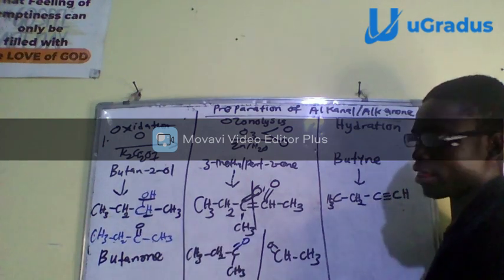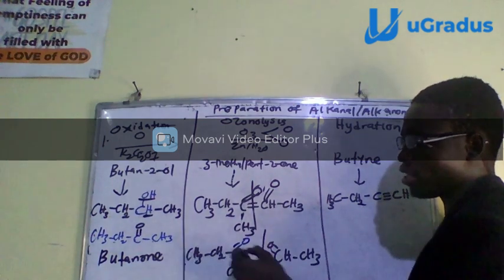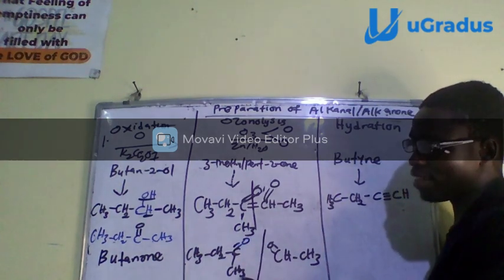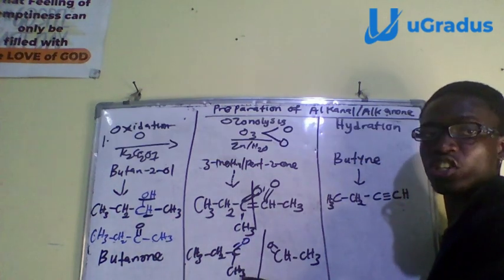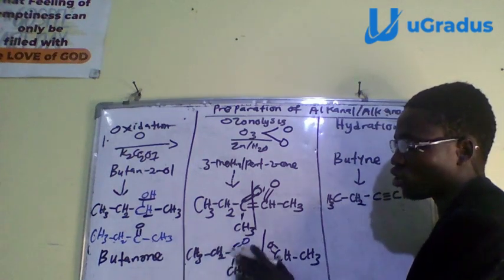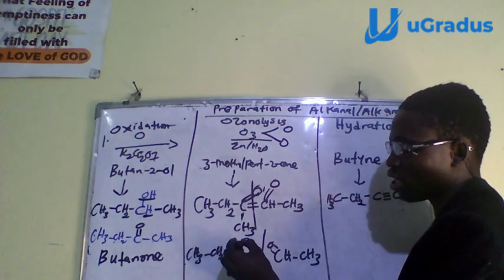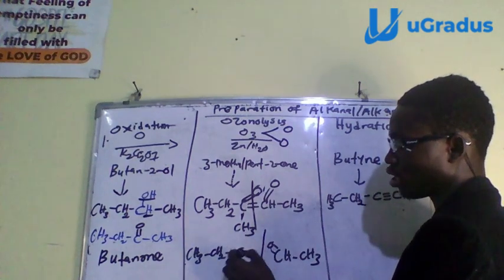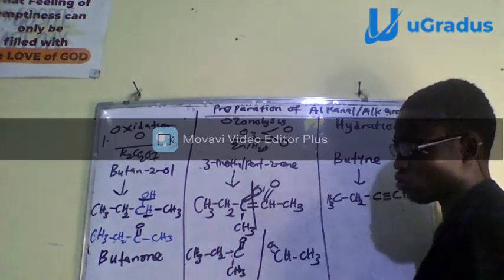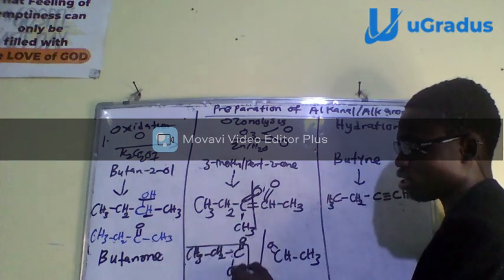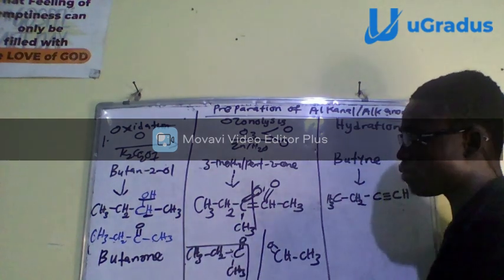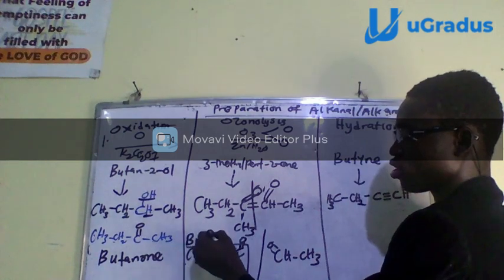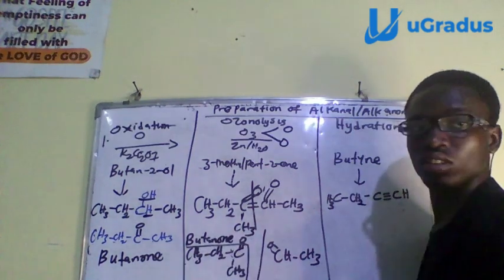Now, you will think that this carbon here is at the edge. No. This CH3 attachment has actually joined the chain. That now makes this carbon to actually be somewhere in the middle. So this carbon is actually somewhere in the middle. So the longest chain of this is this. So you now name this one butanone. It's butanone because the oxygen is somewhere in the middle.